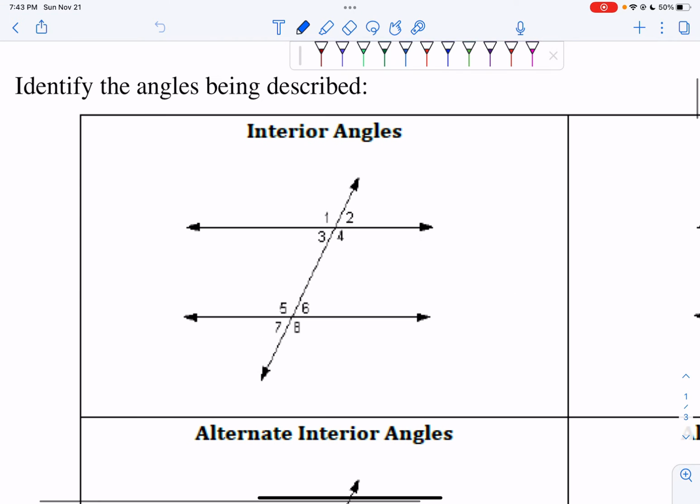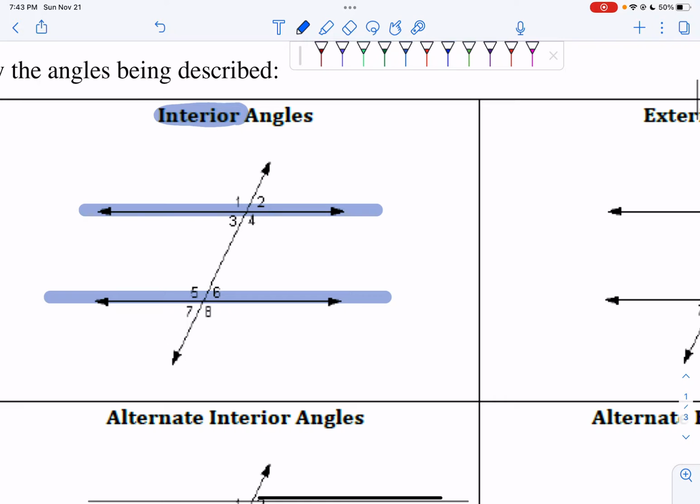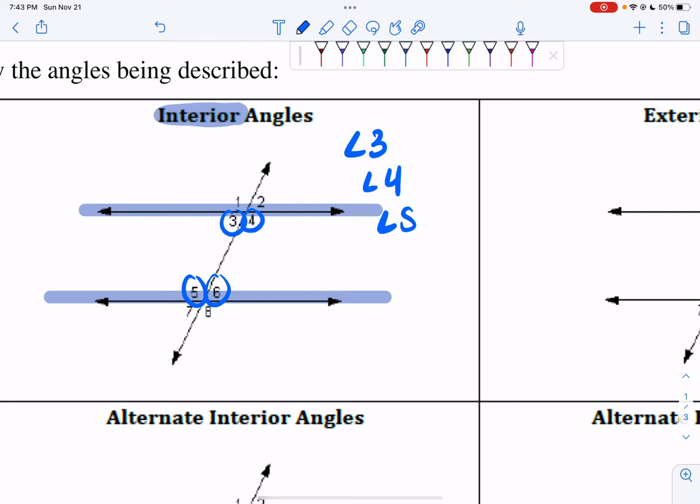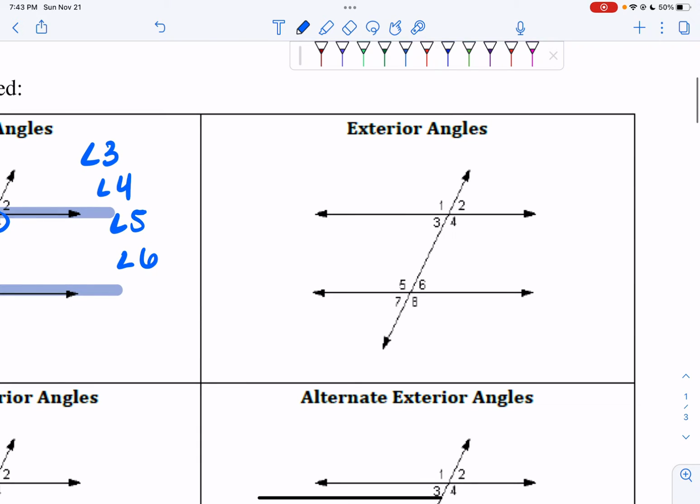So we have interior angles. Whenever you think of interior, think of the inside of your parallel lines. If I look, these two lines are parallel to each other. So my interior angles are angle 3, angle 4, angle 5, and angle 6. Those are the angles on the inside of my parallel lines, and they have no relationship.